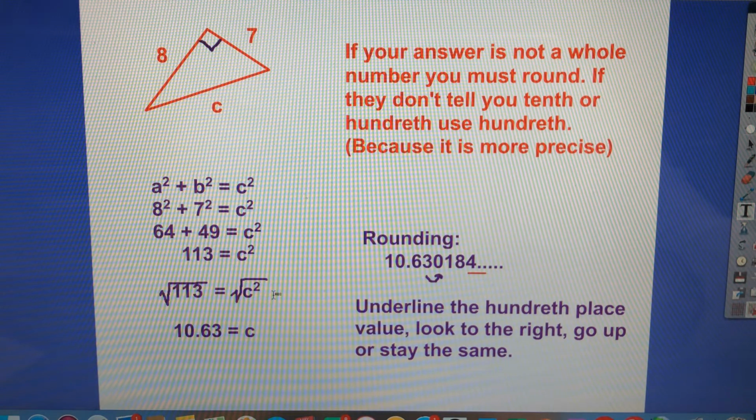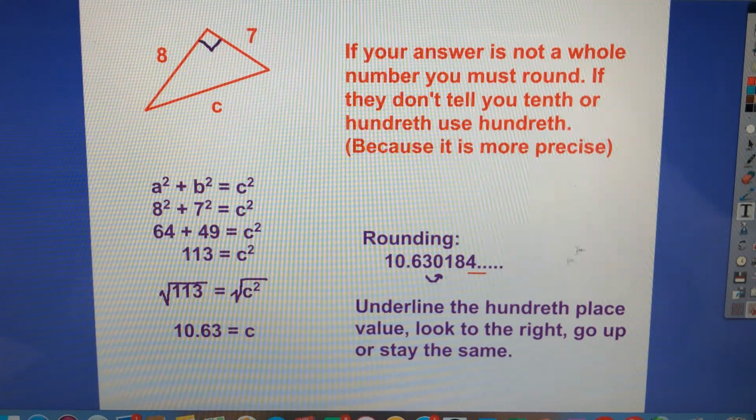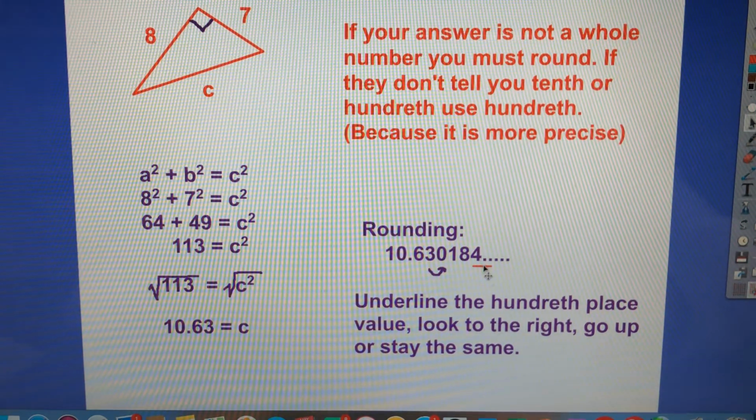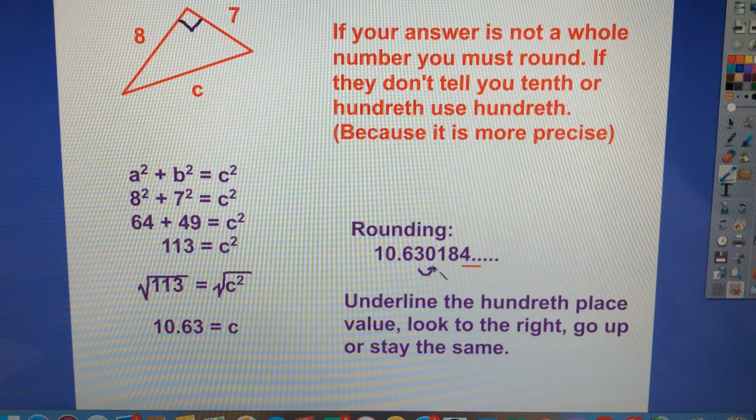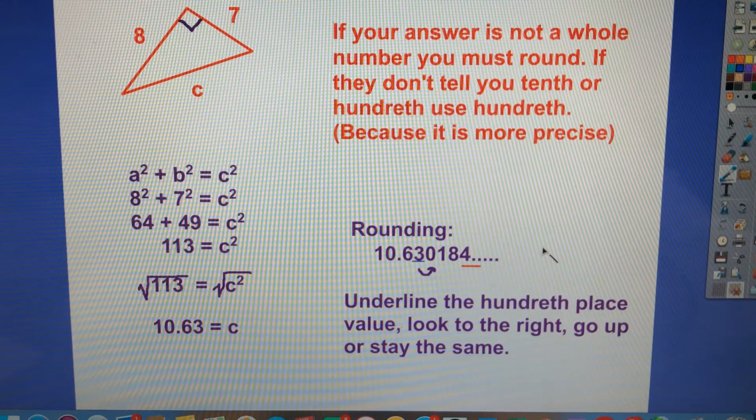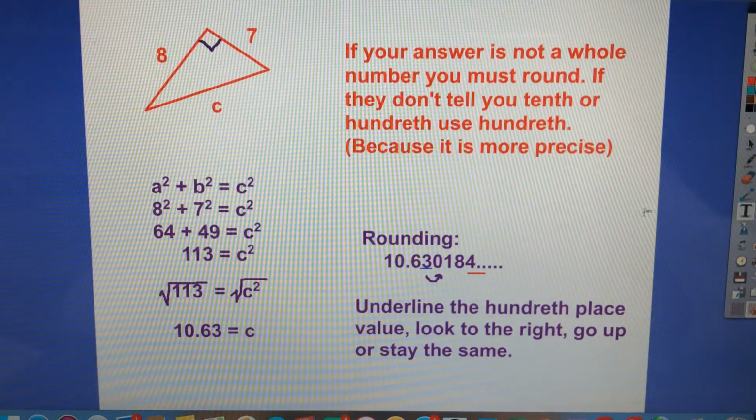Square root of both sides. The square root of 113 is 10.630184. It's going to go on. It's irrational. I say go to the 100th place value. Underline the 100th place value. If I underline my 100th place value, the 3, and I look to the right, then I will see that 0 says stay the same. 10.63 equals c.